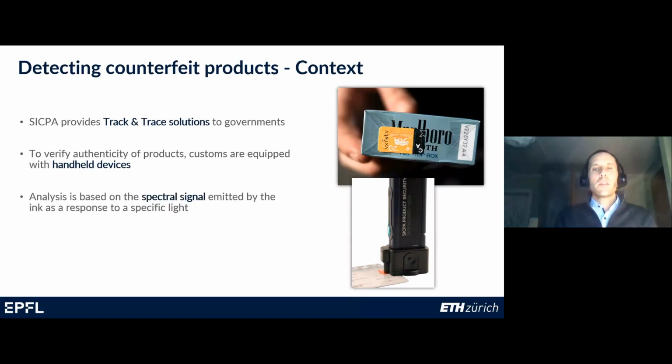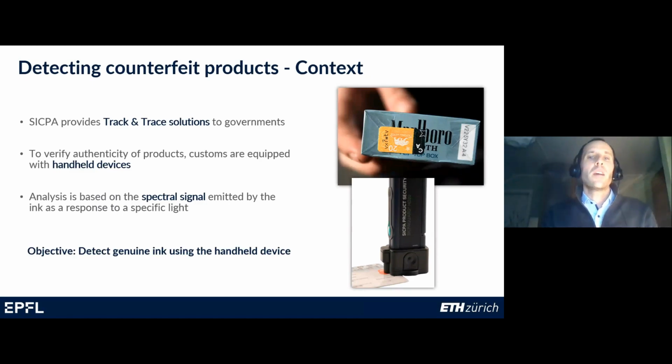How this works is basically once you have the ink on the stamp or the product, then with the handheld device you emit a signal, and then you get in response a specific light that you can then analyze within the handheld device. And this was the input we were using to try to detect whether what was analyzed at the moment was genuine ink provided by SICPA, or if this is something else that we should not count as genuine ink.